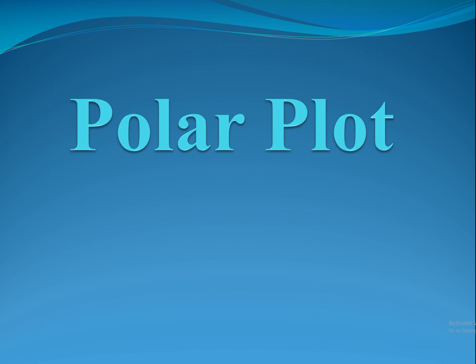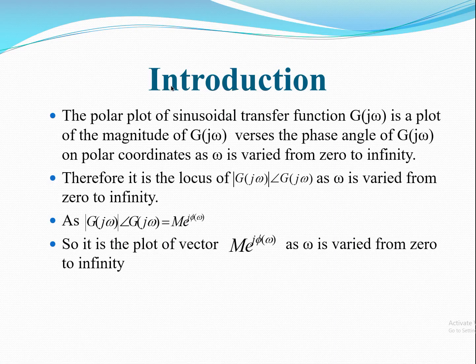The next method is with the help of the polar plot and the Nyquist plot. So how we can construct the polar plot and the Nyquist plot, we will see in this particular video. So what is a polar plot and how can we construct it? The definition: the polar plot of a sinusoidal transfer function G(j omega) is a plot of the magnitude of G(j omega) versus the phase angle of G(j omega) on polar coordinates as omega is varied from 0 to infinity.